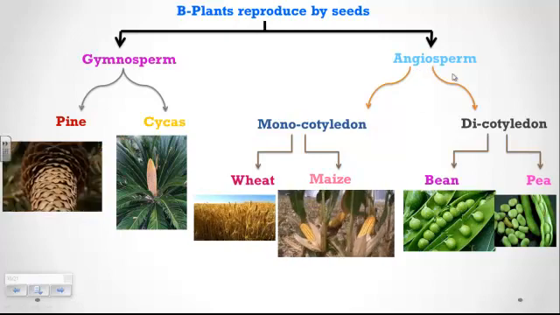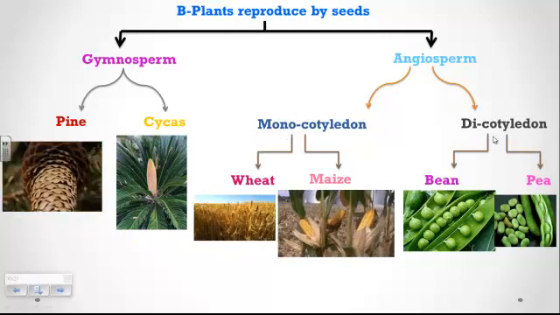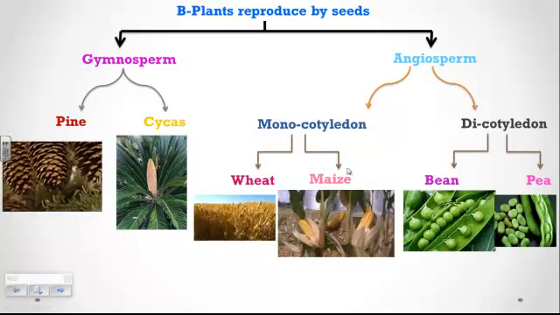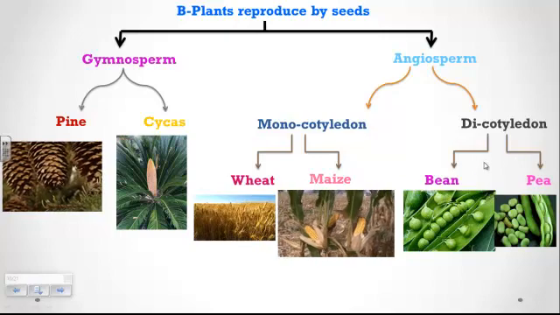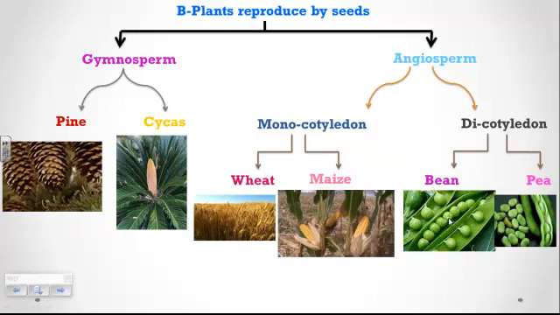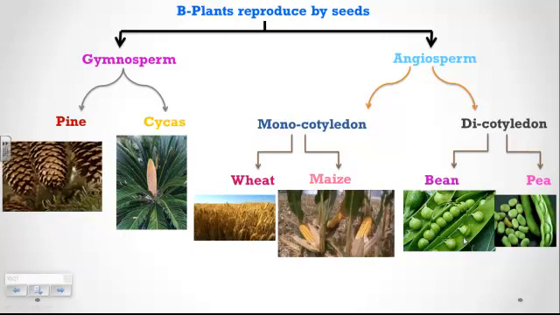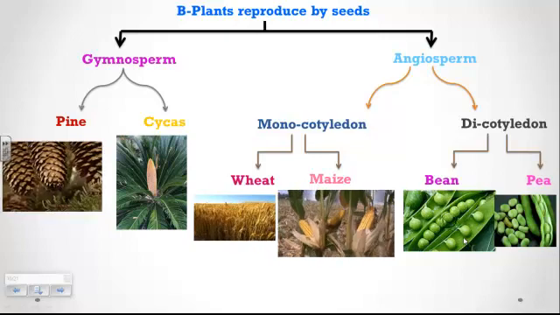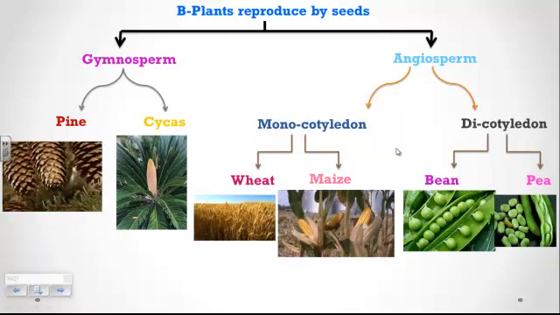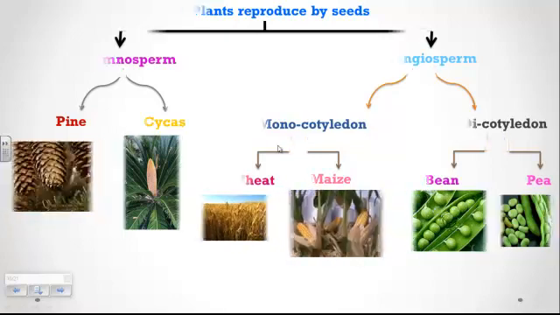angiosperm, maybe monocotyledon, means one piece, and dicotyledons, 2 pieces. Monocotyledon like wheat and maize. If you get the seed, you find it only 1 piece. While the dicotyledons, like the pea plant and bean, you can find the cover here, the green cover or the brown cover. If you remove this cover, you find below it the seed itself consists of 2 pods. So this is the meaning of dicotyledons, 2 pieces, while monocotyledon 1 piece.